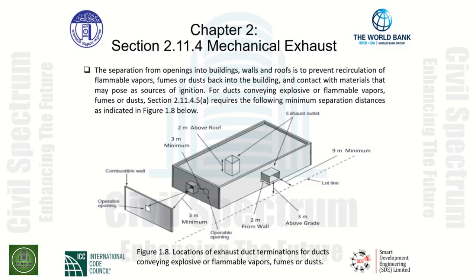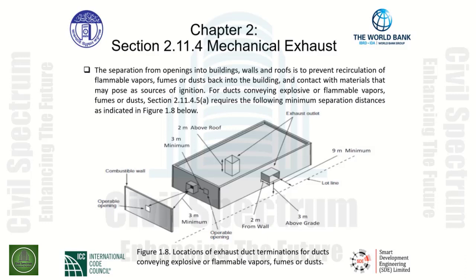From the side indicated with the operable opening on the left-hand side of the building, we need to be 3 meters minimum from the exhaust opening and 3 meters from any other building, as seen here. You can see a combustible wall located adjacent to the main building with the exhaust duct termination. These are locations given to us graphically.